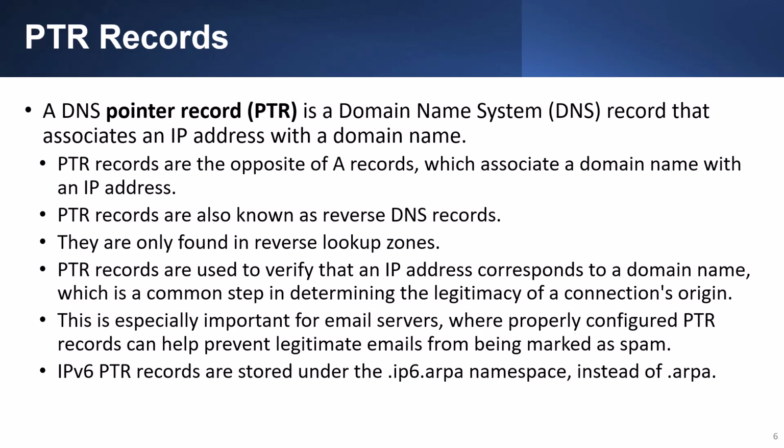PTR records are used to verify that an IP address corresponds to a domain name, which is a common step to determine the legitimacy of the connection's origin. This is especially important for email servers, where properly configured pointer records can help prevent legitimate emails from being marked as spam. IP version 6 pointer records are stored under the ip6.arpa namespace instead of in-addr.arpa.